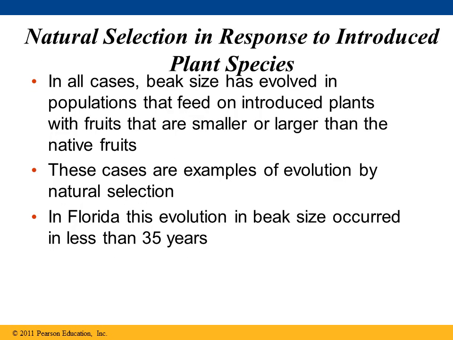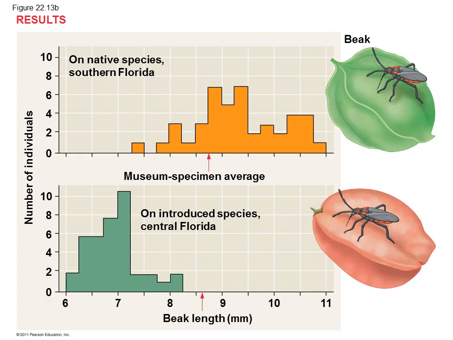In all cases, the beak sizes have evolved in a population that feeds on introduced plants with fruits that are smaller or larger than the native fruits. These cases are examples of evolution by natural selection. So the soapberry bugs show how natural selection has selected for different adaptation in the bugs for different environments.